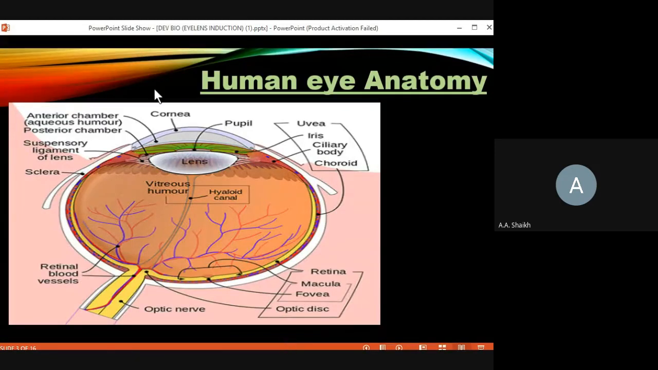So the light rays are firstly collected with the help of this cornea, and then these light rays move towards this lens.